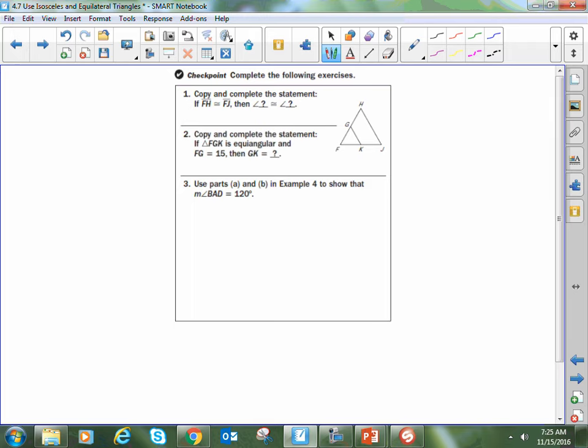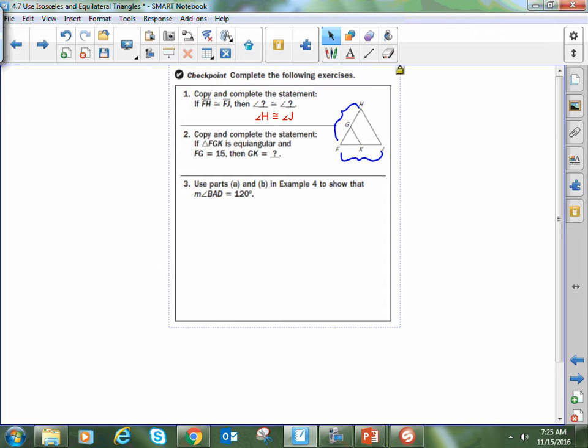So if FH is congruent to FJ, so if this and this are the same, well, what angles have to be congruent to each other? Well, if those two segments are the same, it would make triangle FHJ, I'm sorry, not congruent. It would make it an isosceles triangle. So segment HJ would be the base. So angle H and angle J would have to be the angles that are congruent to each other in that isosceles triangle.